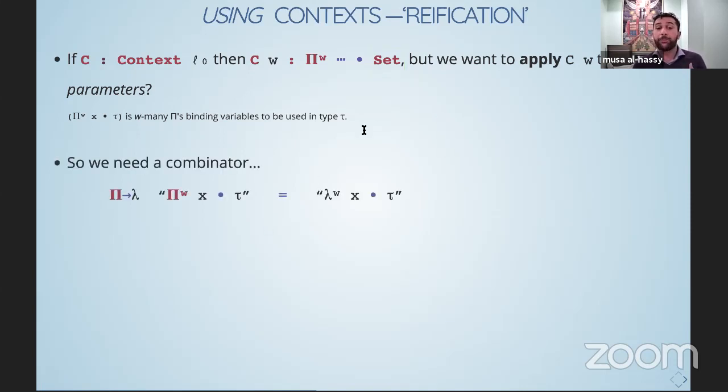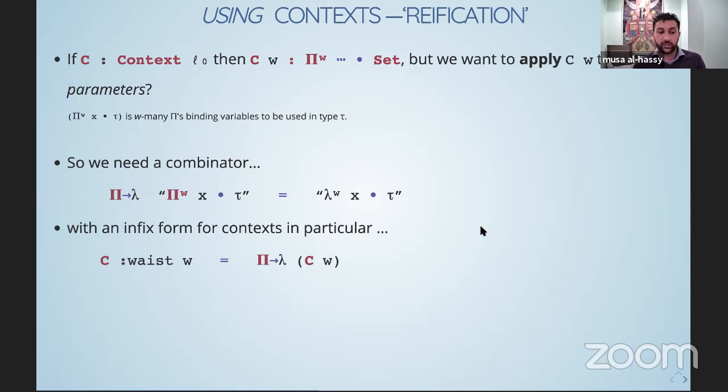But to actually apply these, a context is again just an exposure indexed family of sets. Then you can apply an exposure to get something of this form. And then to actually apply it, you need to transform the pi's into lambdas. So instead of having w many pi's, you want to have w many lambdas corresponding to each argument, to each parameter, okay? And we'll also use this infix form, C colon waist, just to look a bit nicer.